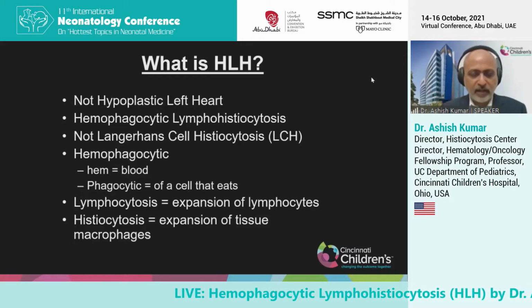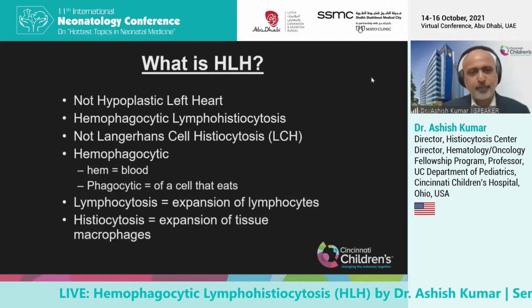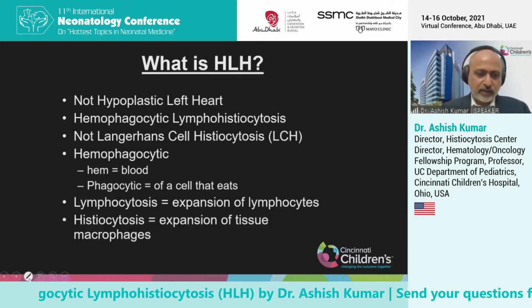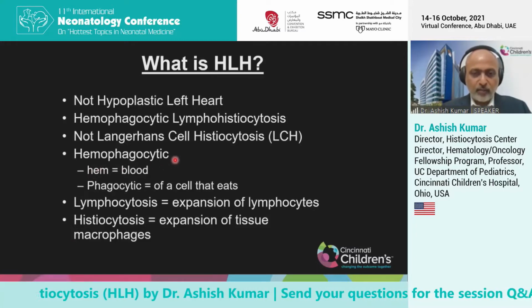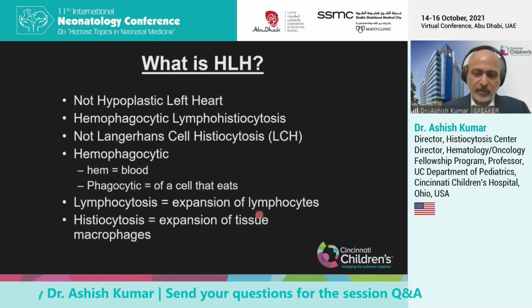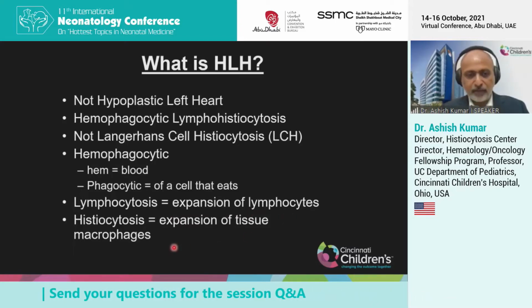But let's break down the word. The word hemophagocytic comes from heme, which means blood, and phagocyte is a cell that eats other cells. So that's the word hemophagocytic. Lymphocytosis means expansion of lymphocytes, and histiocytosis means expansion of tissue macrophages. Those are the histiocytes. So that's where the disease gets its name.